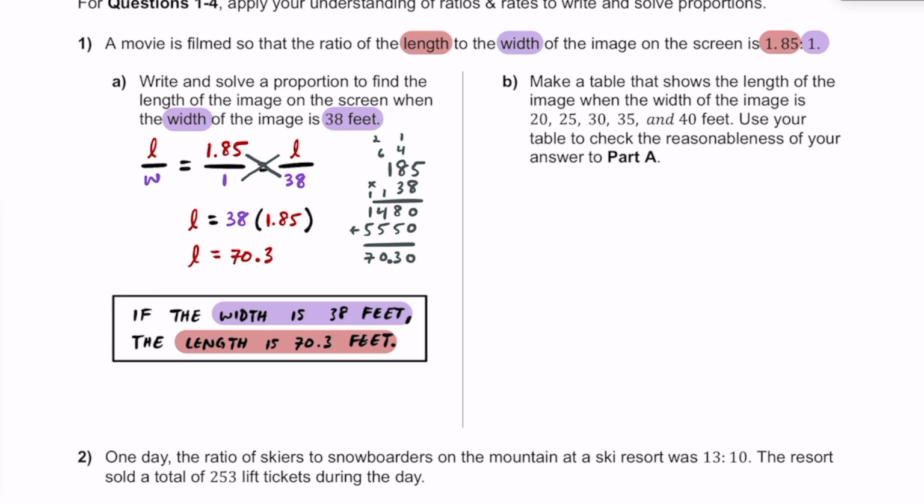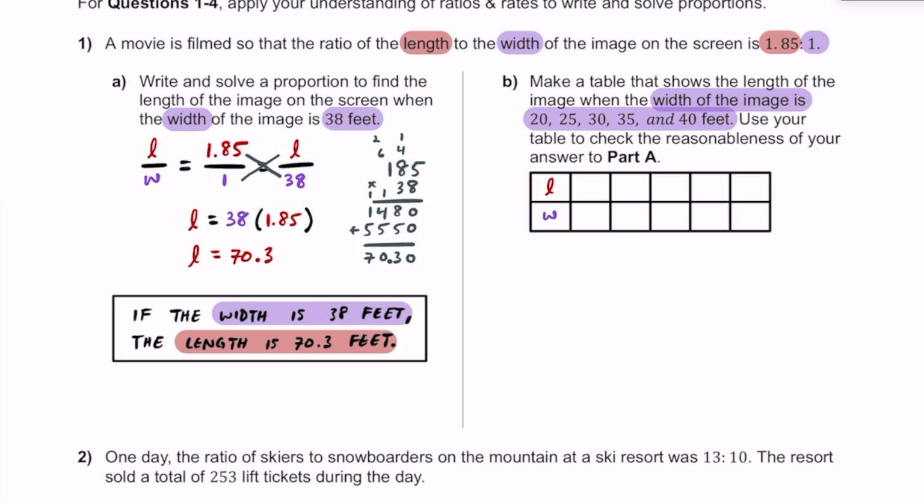Alright, for part B, let's go ahead and make a table that shows the length of the image when the width of the image is specifically 20, 25, 30, 35, and 40 feet. So these are a bunch of different widths that we're being asked to compare to. So let's go ahead and just make sure we understand what all these numbers are over here. And so let's go ahead and make a table. So we can set up a table that looks something like this, and then just fill in the widths that we were given of 20, 25, 30, 35, and 40 feet.